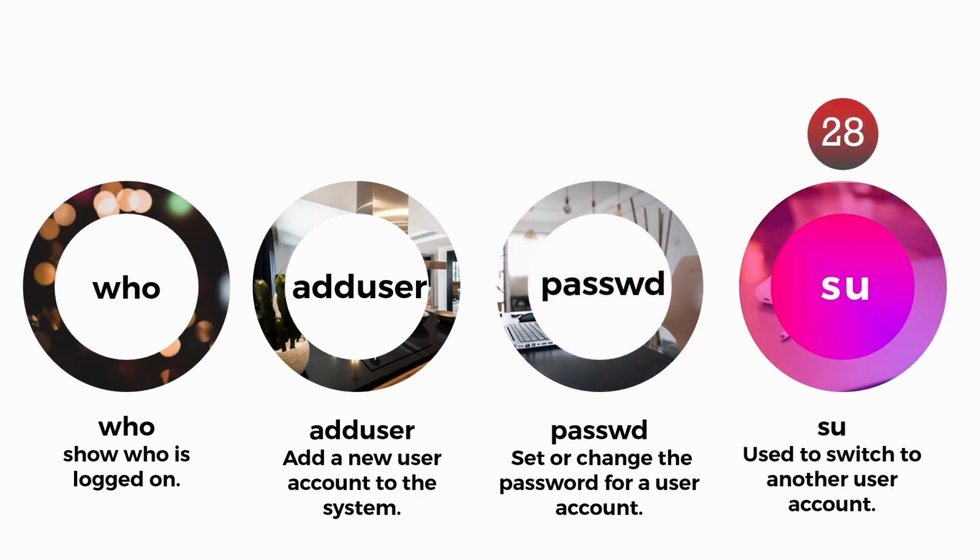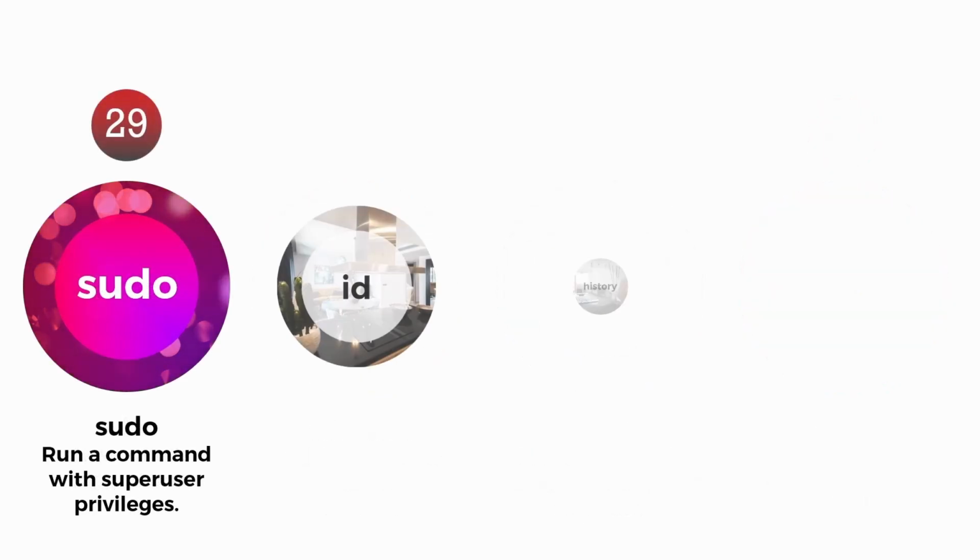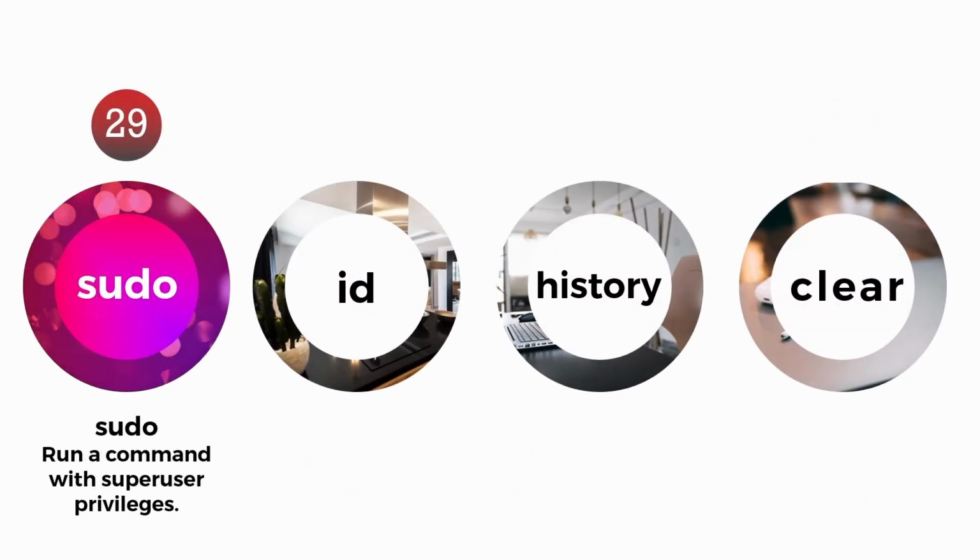Next command is su. Su is short for switch. This command is used to switch to another user account. By default, it switches to the super user account, but you can specify a different username to switch to that user's account. Next command is sudo. This command is used to run a command with super user privileges. By default, you need to have the correct permission to be a member of the sudo group.